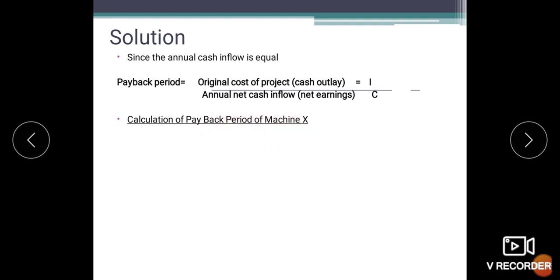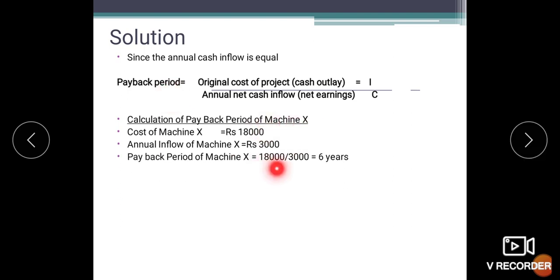We can write down the information given in the question regarding machine X. That is, cost of machine X is 18,000, annual inflow of machine X is 3,000. So now we can calculate the payback period of machine X, which is equal to 18,000 divided by 3,000, that is 6 years. 18,000 is the original cost, 3,000 is the net cash inflow.